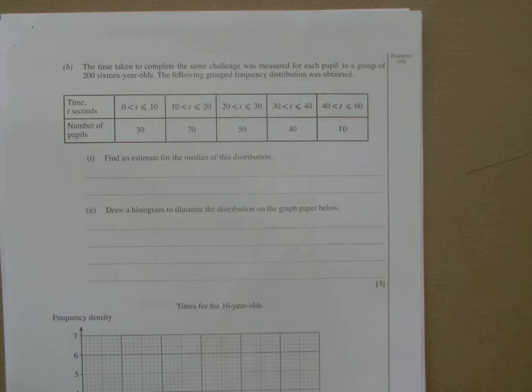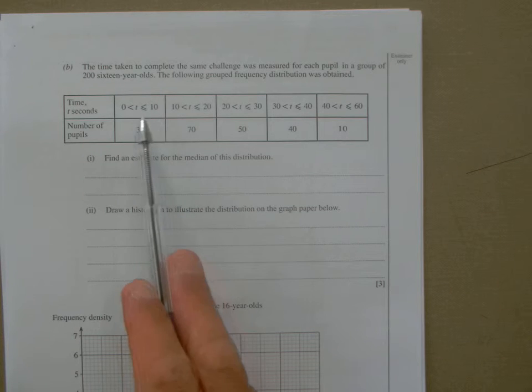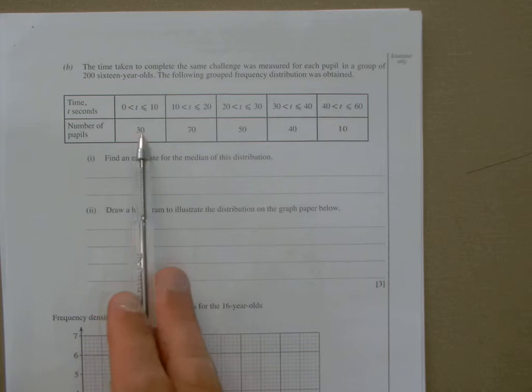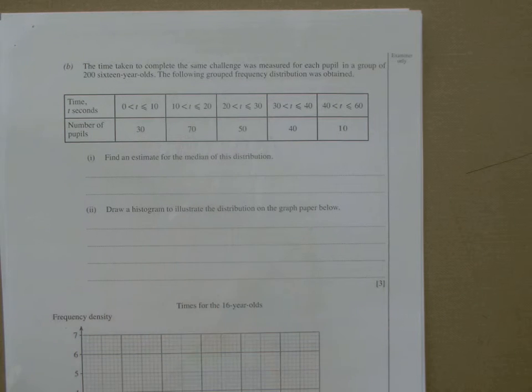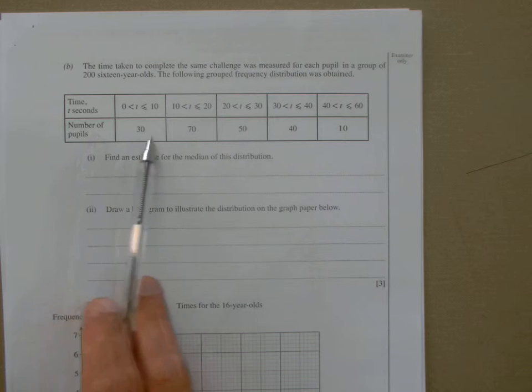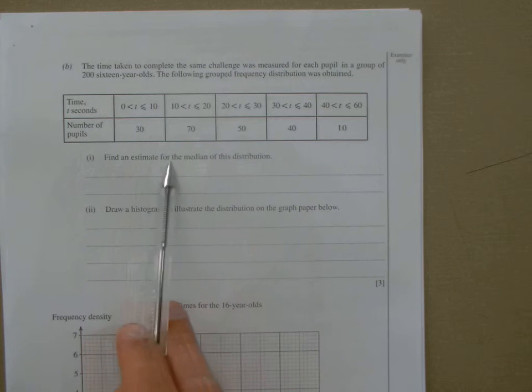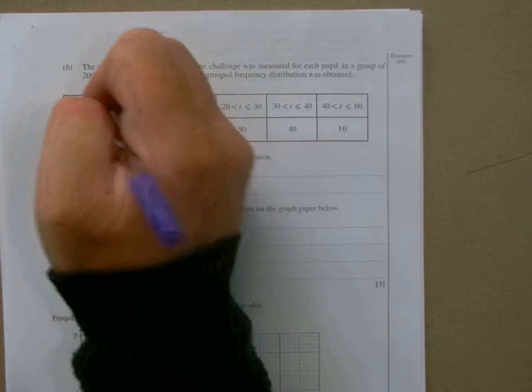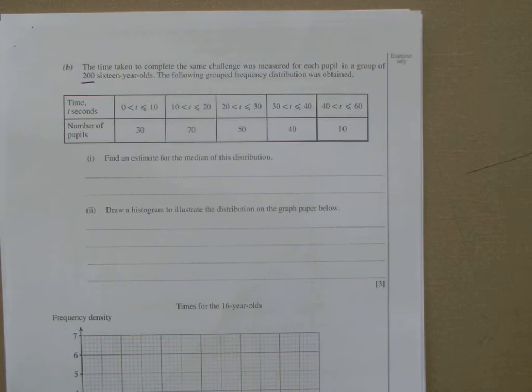The time taken to complete the same challenge was measured for each pupil in a group of 216-year-olds. Okay, so you notice here now we've got the group frequency distribution. I think the class width is the same as it was for the 13-year-olds, but this time they tell you the frequencies, they actually tell you how many are in each group. It says then find an estimate for the median of this distribution, and that's actually quite easy because there's 200 there. Well, the median pupil will be the 100th pupil, halfway, 100.